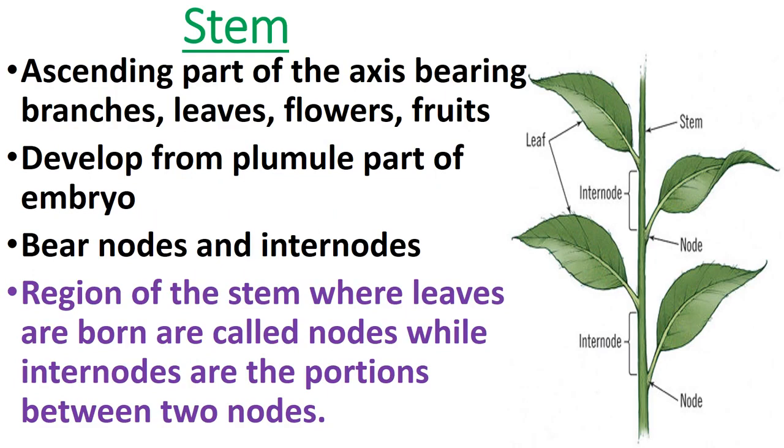These are some characteristic features of stem. The stem is the ascending part of the axis bearing branches, leaves, flowers and fruits. Okay, all these parts are present on the stem of the plant, right?